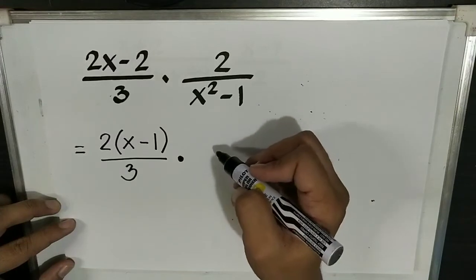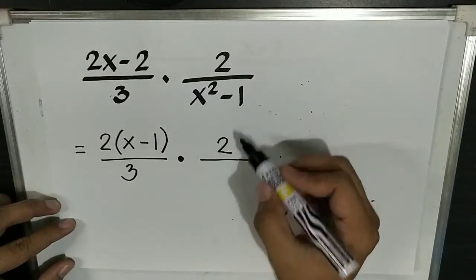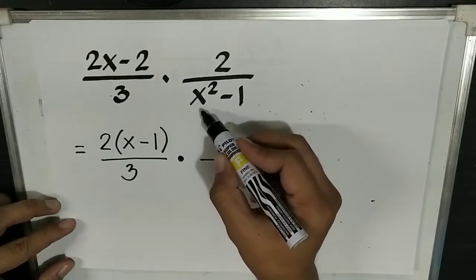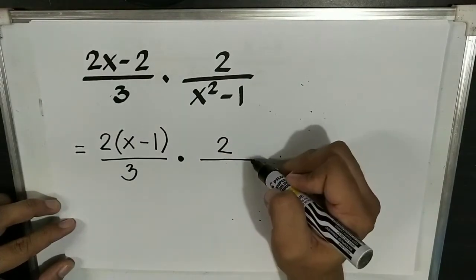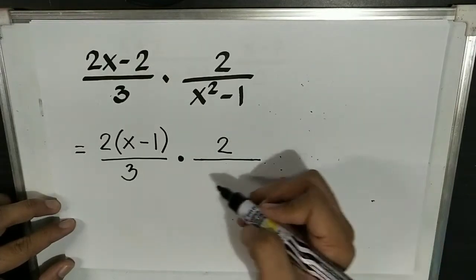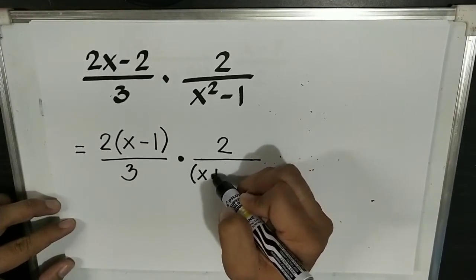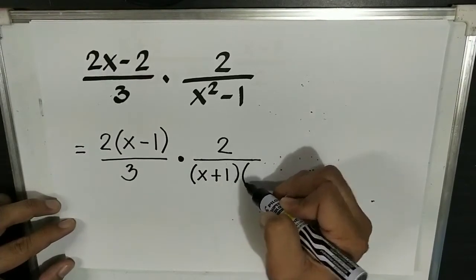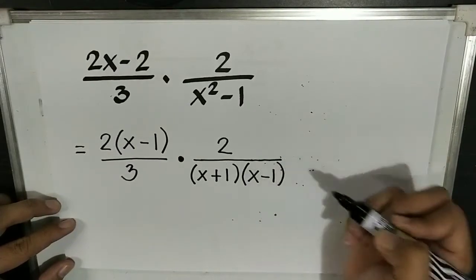second rational algebraic expression. We can factor x squared minus 1. This is a difference of two squares. So I have also a video on how to factor a polynomial that is a difference of two squares. So we have x plus 1, x minus 1. Okay.